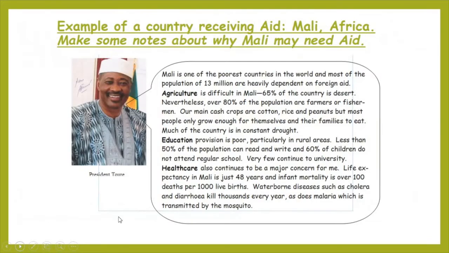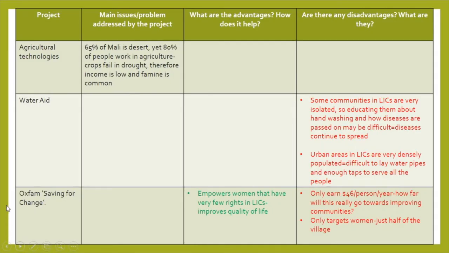Okay, so what we're going to do, now that we understand a bit about Mali's background, on the handout that goes with this lesson, there's 3 potential aid projects. One is agricultural technologies, one is water aid, and one is Oxfam Saving for Change. So 2 of these are NGOs, and this one is, I'm not sure if it's funded by an NGO or by the government or local council, I can't remember.